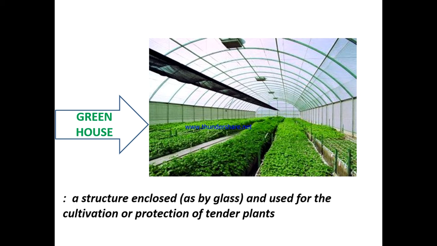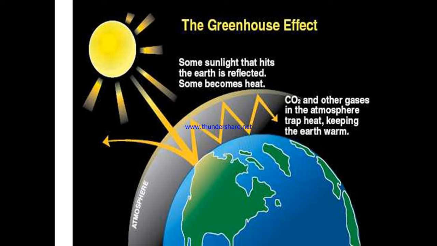A structure enclosed and used for the cultivation or protection of tender plants. In this slide, the greenhouse effect. Like a greenhouse, when the sunlight comes to the earth, there is a layer of carbon dioxide gases or greenhouse gases that cannot let the heat come out from the earth, and as a result the earth becomes warmer and it causes various kinds of natural calamities.